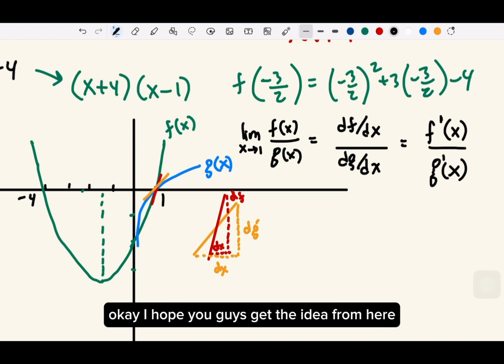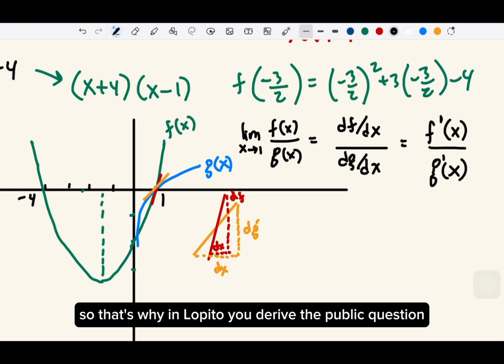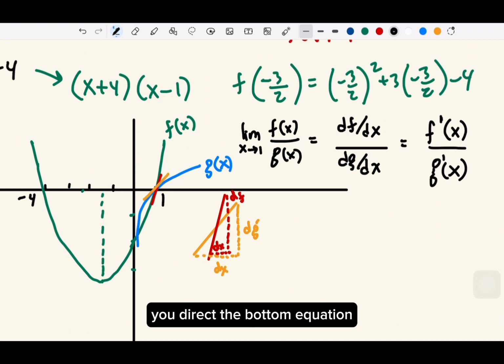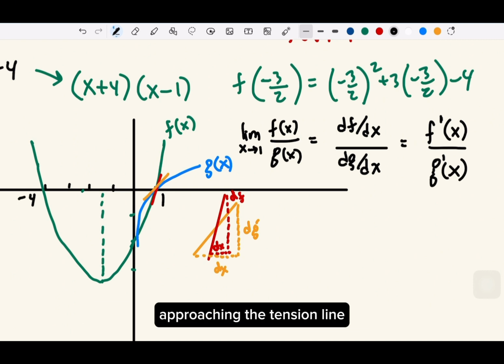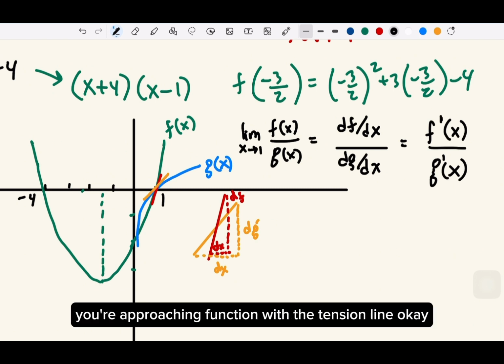So I hope you get the idea from here. That's why in L'Hopital, you differentiate the top equation, you differentiate the bottom equation. It means that you are approaching the function with the tangent line.